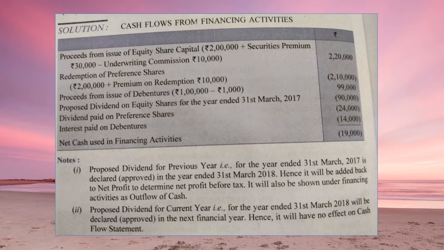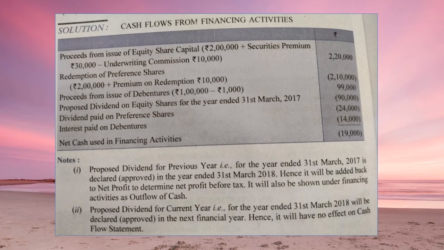Proposed dividend, listen once more: current year is plus, beta, previous year dividend is minus. 18 is current year, 17 is previous year. Proposed dividend of previous year is paid in current year. So 90,000 it has been subtracted. Dividend paid on preference shares, payment expense, in CFO plus, here minus. Interest paid on dividend again expense that was added in CFO and now it has been subtracted.